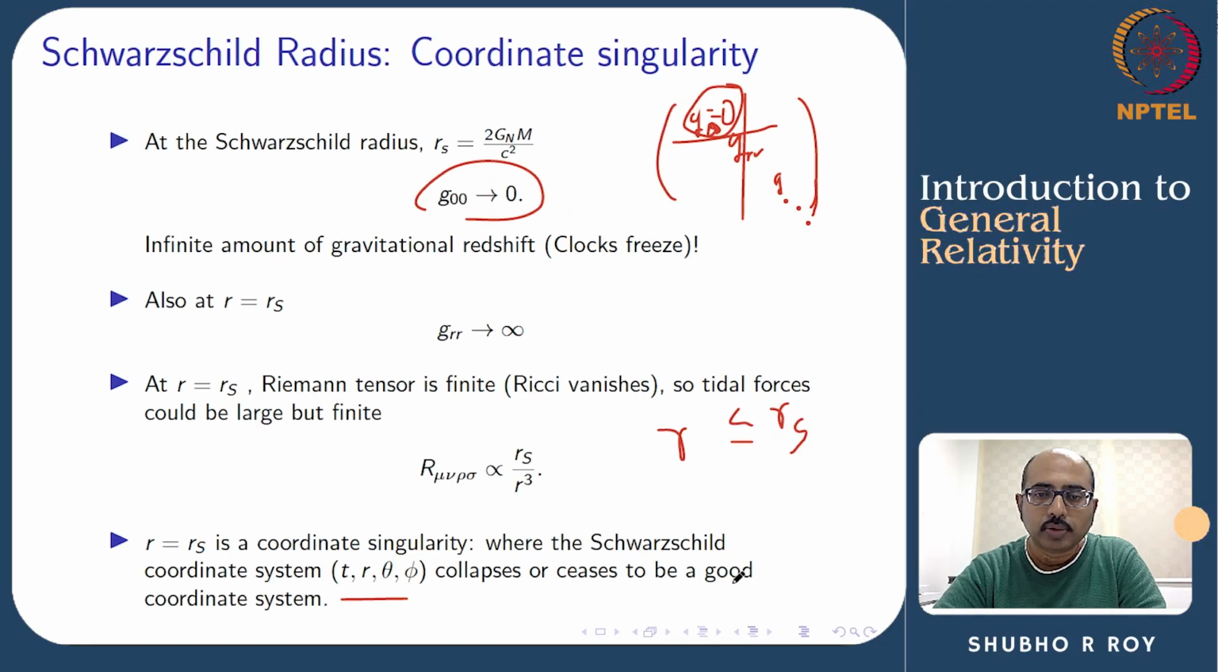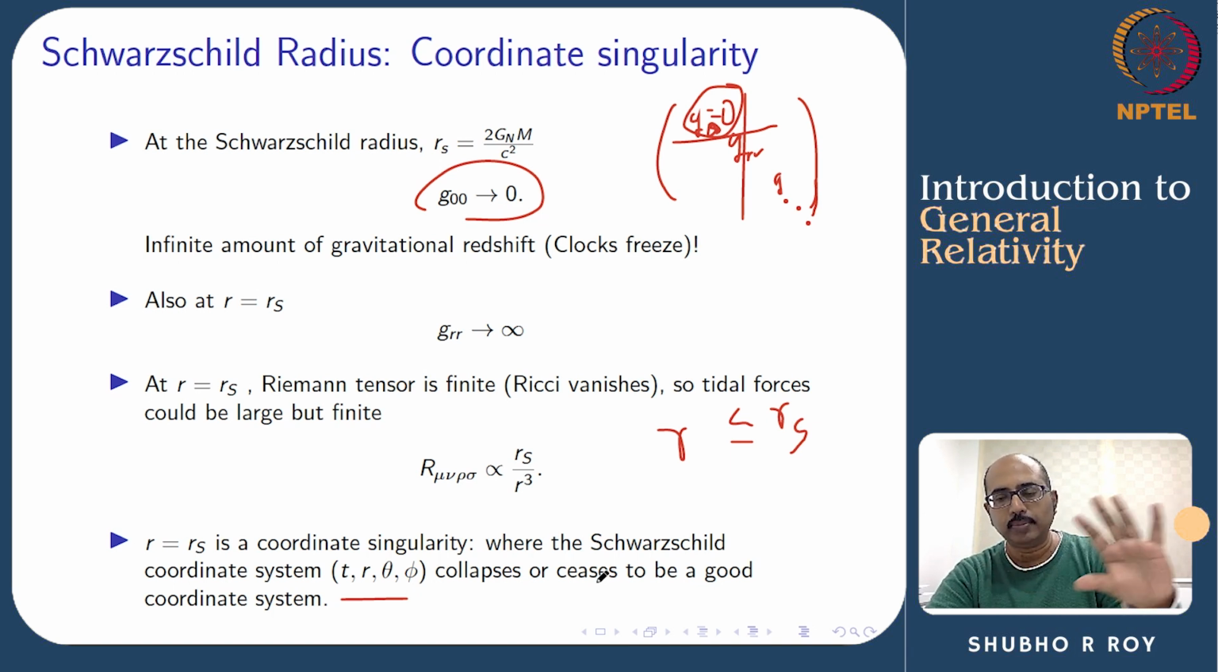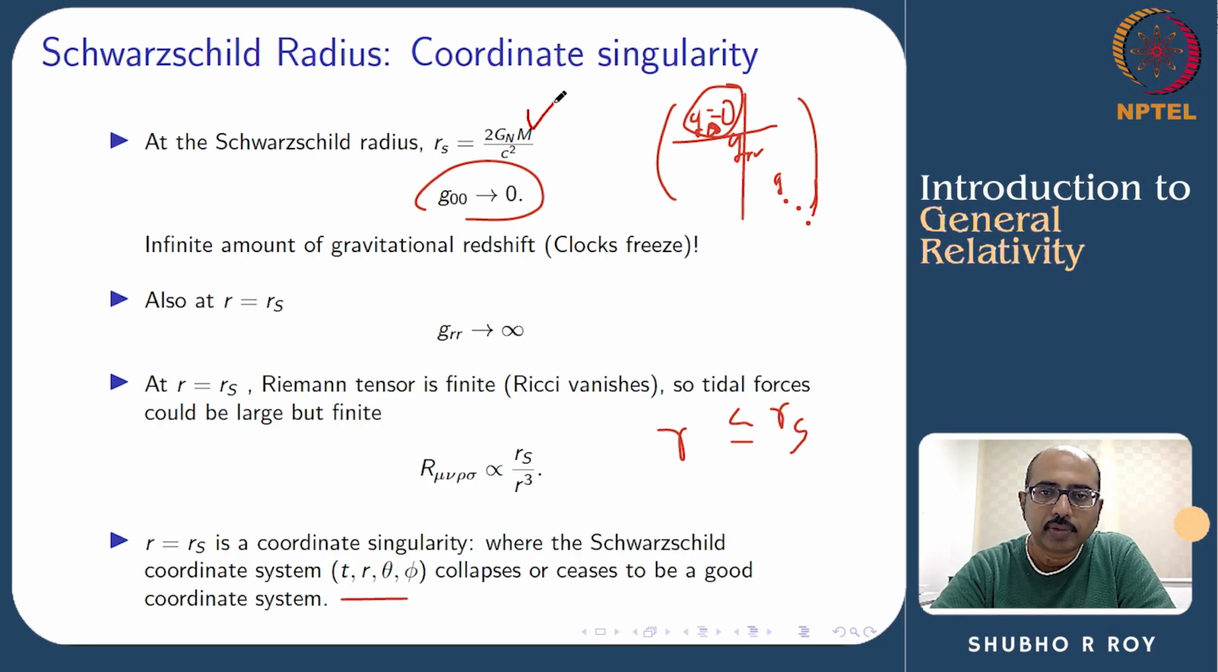Okay, so this is the definition of a coordinate singularity. It is a point at which you cannot trust the coordinate system and it doesn't serve your purpose anymore, and you have to use a different coordinate system. It does turn out that there exist other coordinate systems, for example, the infalling Finkelstein coordinate system, which does go through rs without any issues. This location rs is given by this. So this is the definition of a coordinate singularity: a point at which the coordinate system ceases to be a good coordinate system.